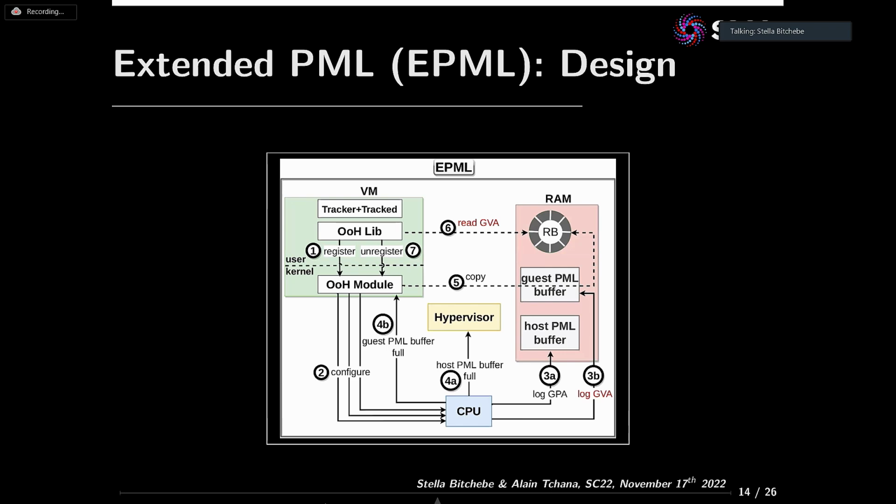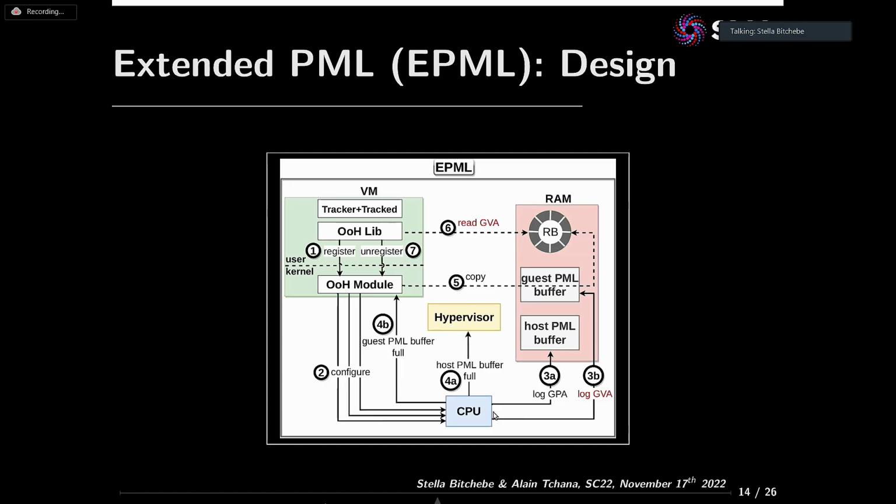So to overcome the limits of SPML, we present extended PML. In extended PML, we try to remove the hypervisor intervention and provide the VM with direct access to the processor. To do this, we leverage VMCS shadowing, which is also a hardware virtualization functionality that was introduced in Intel processors in 2013, that allows a guest to have access to some virtual machine control structure. And so using VMCS shadowing, we extend the PML mechanism.